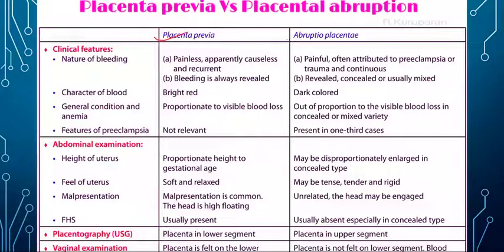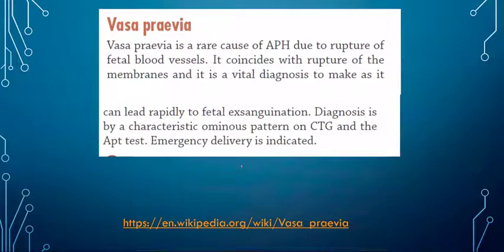So this is the difference between placenta previa and abruptio placenta. Give it a read. We already discussed everything in here. Then there is a condition called vasa previa. It is also a cause of antepartum hemorrhage, but it occurs due to rupture of a fetal blood vessel. So sometimes during artificial rupture of membrane, if somehow you injure the fetal blood vessel, that can cause this vasa previa.